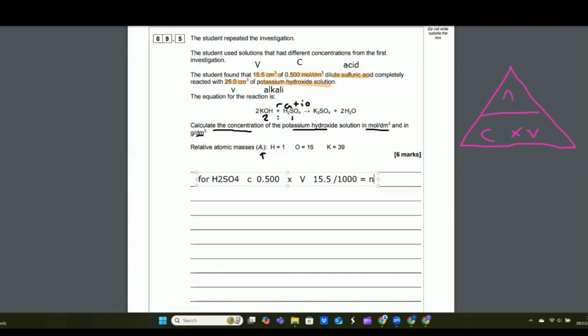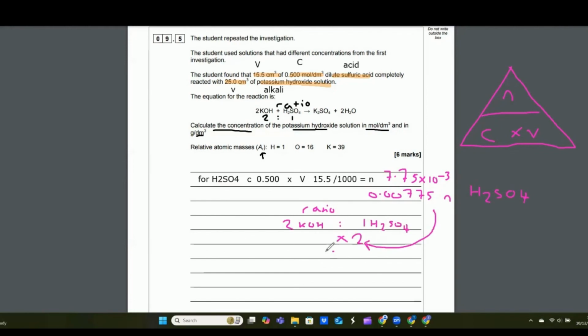Okay, so now we have our moles of dilute sulfuric acid, which is 7.75 times 10 to the minus 3, or 0.0077. We now check the ratio is 2 to 1 in our equation, which means I'm going to have double the amount of potassium hydroxide. So I'm going to have 0.0155 moles of potassium hydroxide, because you times your moles of sulfuric acid by 2.